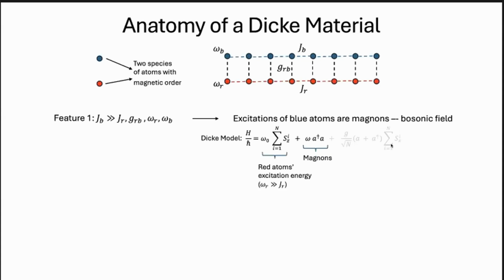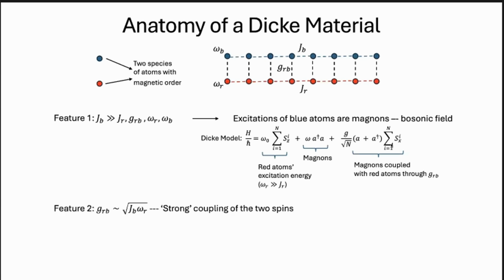Next, what we want is that this spin exchange term within the red atoms, J_R, is very, very small compared to its excitation frequencies, which essentially means that these red atoms act as paramagnetic independent spins. That takes care of the second term, which is just the individual atomic spins in the Dicke model. And finally, because these blue and red atoms are coupled together with some term G_RB, that would supply the third term, which is the light-matter coupling term, or a coupling term between the magnons here and these red spins. So that's the essential idea of the Dicke model in this Dicke material.